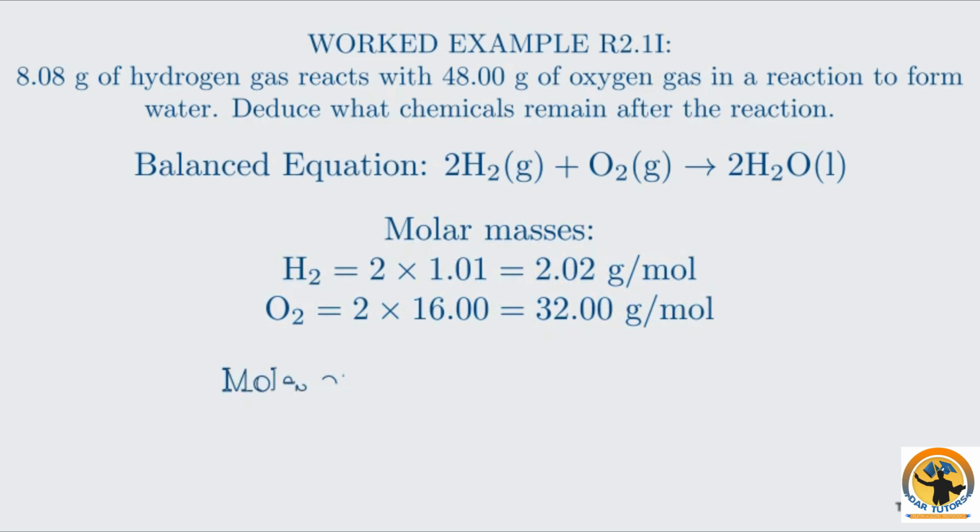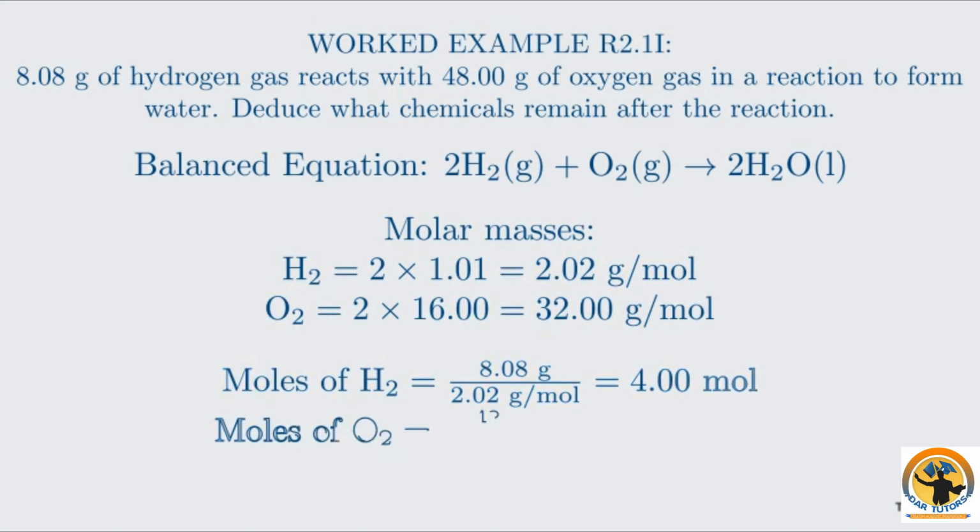The moles of hydrogen are 8.08 grams divided by its molar mass, which gives us 4.00 moles. The moles of oxygen are 4.800 grams divided by its molar mass, which gives us 1.50 moles. Now we can determine the limiting reactant using our tip.